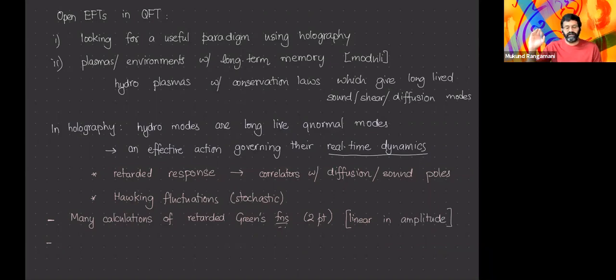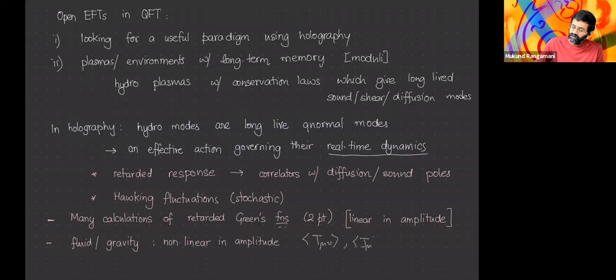And then there's a completely different story which limits to this in the linear approximation, which is the fluid gravity correspondence, which is nonlinear in amplitude. It computes the effective 1-point function of the currents in the presence of sources. So you can use it to recover the Green's functions if you like. But it works with equations of motion. So in some sense, it's on shell.